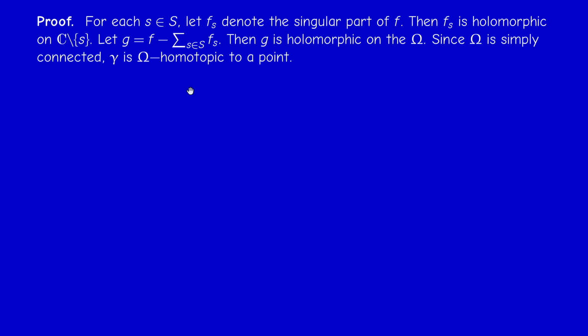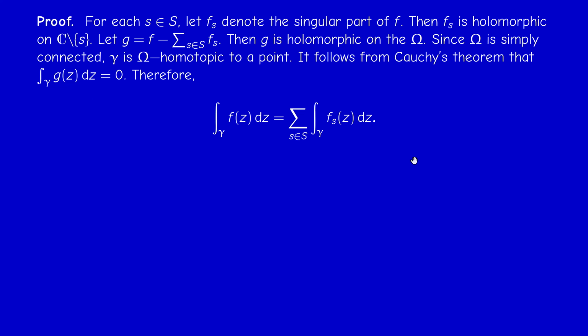And since omega is simply connected, gamma is homotopic to a point. Therefore, I can apply Cauchy's theorem, so the integral over gamma of g is 0. And if I go back to the definition of g and I split my integral into 2 parts, the integral of f over gamma is equal to the sum of the integrals of fs. So this is where the sum comes from. So I need just now to prove what? That the integral of fs is 2 pi i times the index times the residue.